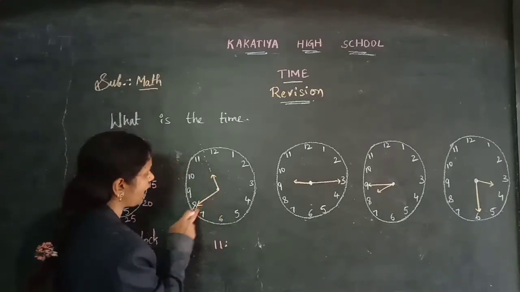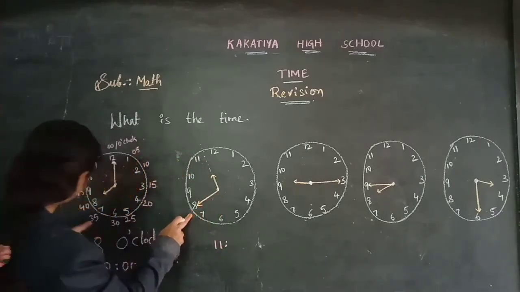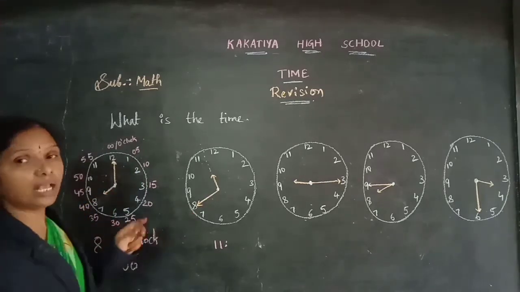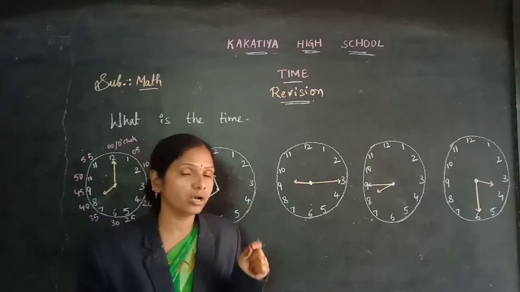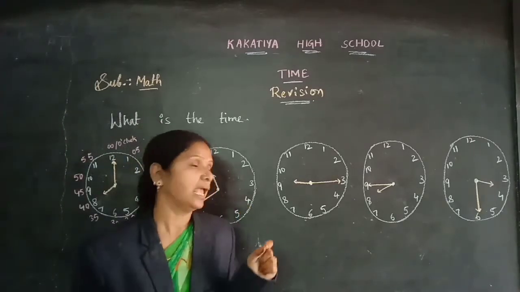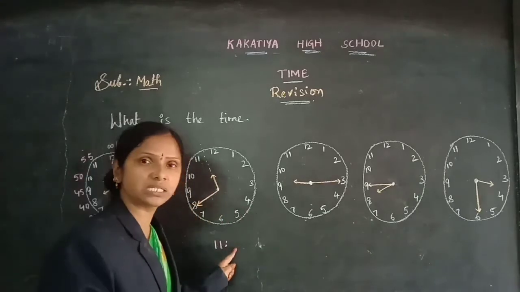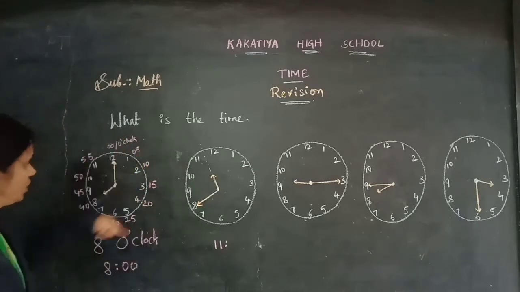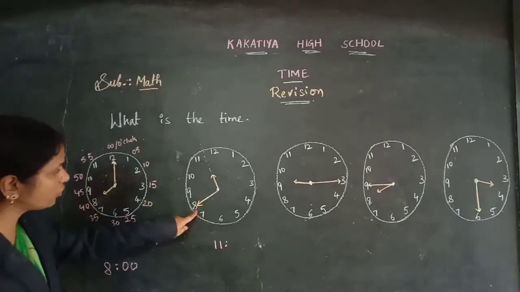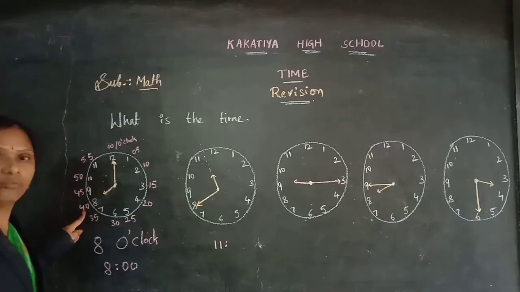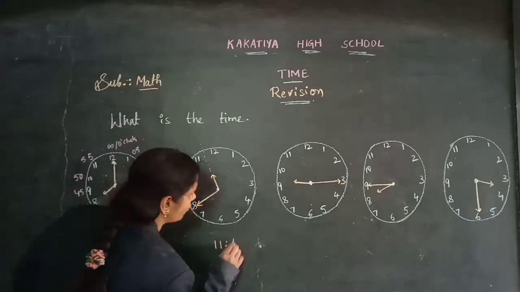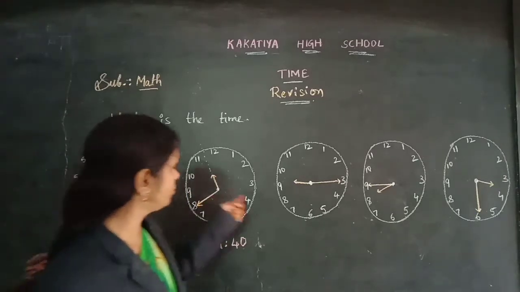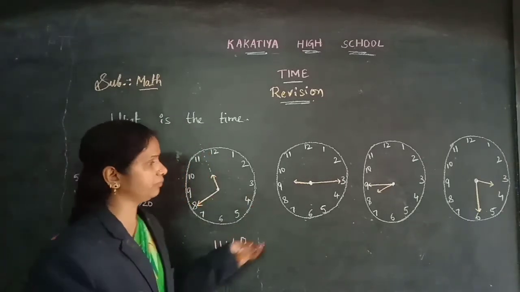Now coming to the minute hand. The minute hand is showing 8. 8 means how many minutes, as I told you here? 8 showing means 40 minutes. When the longer hand shows 8, you should not take 8 minutes, children. The minute numbers are on the outer side, which I wrote here. So the minute hand is showing 8, which means 40 minutes. So the time will be 11:40.